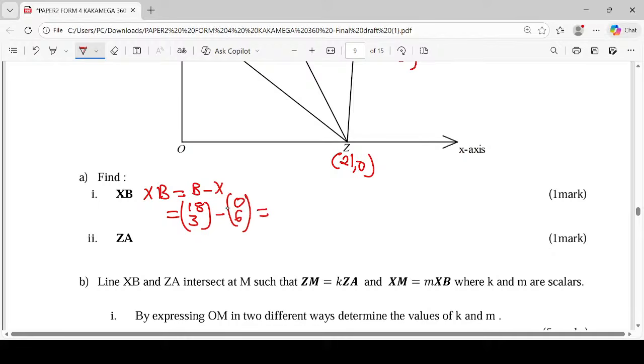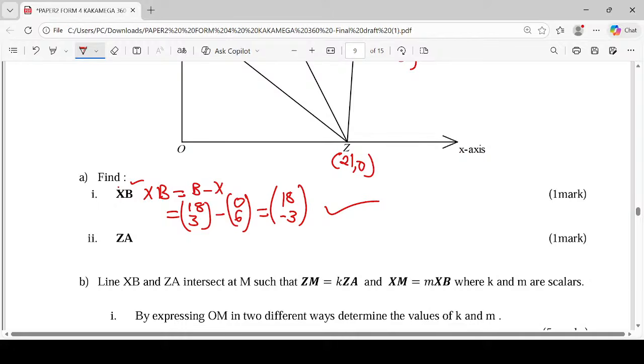So you proceed and say 18 minus 0 is 18. Then 3 minus 6 is negative 3. So we are having it as 18, negative 3 as XB in terms of column vector. What to take: the digit on the right minus the digit on the left. It's just as simple as that for positional vectors.